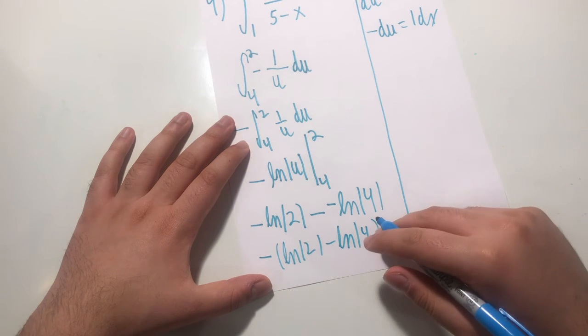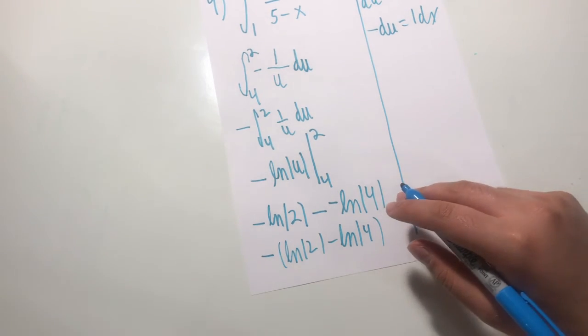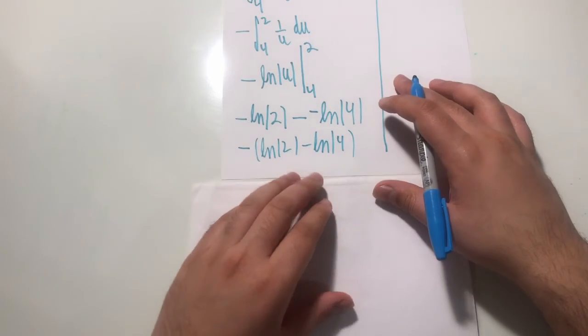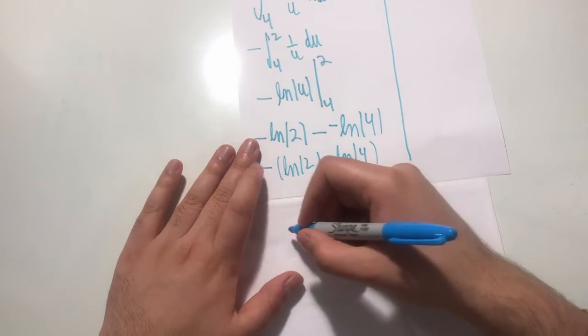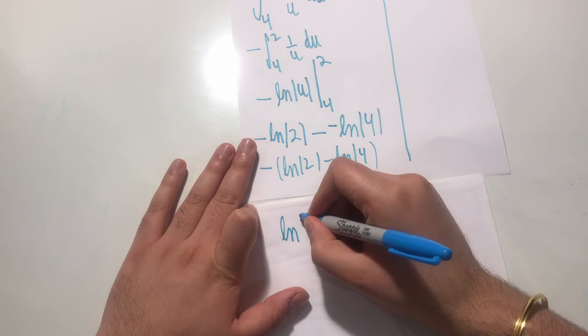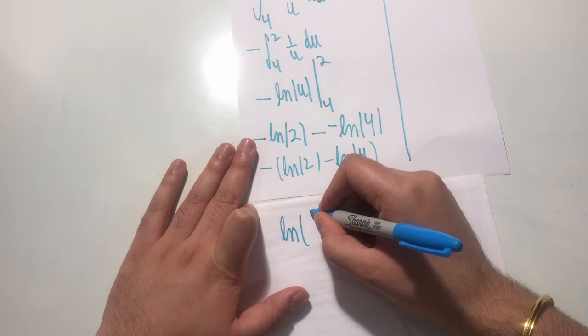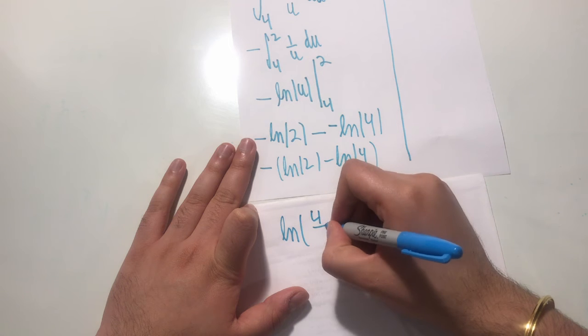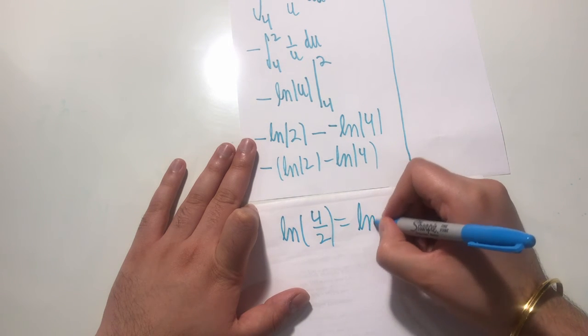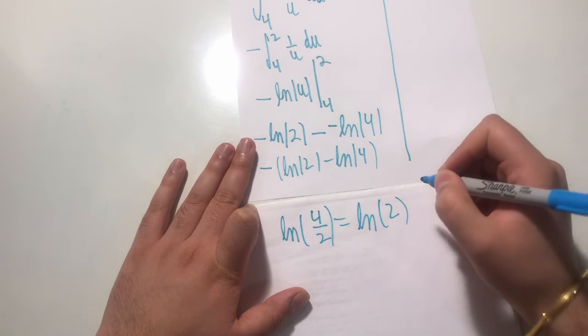And this can be totally rewritten as, I'm just going to grab a separate sheet of paper, as being the natural logarithm of 4 over 2, which gets us a final answer as the natural logarithm of 2.